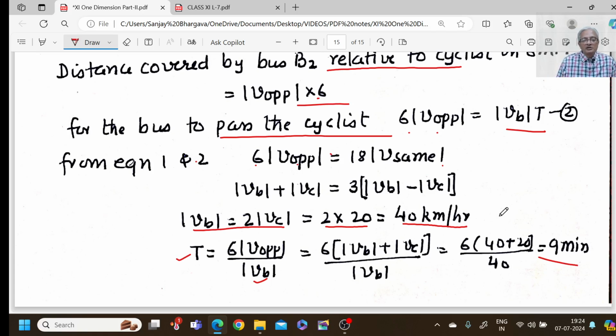Hope our two videos of one-dimensional motion, part 1 and part 2, have clarified the basic concepts of one-dimensional motion.